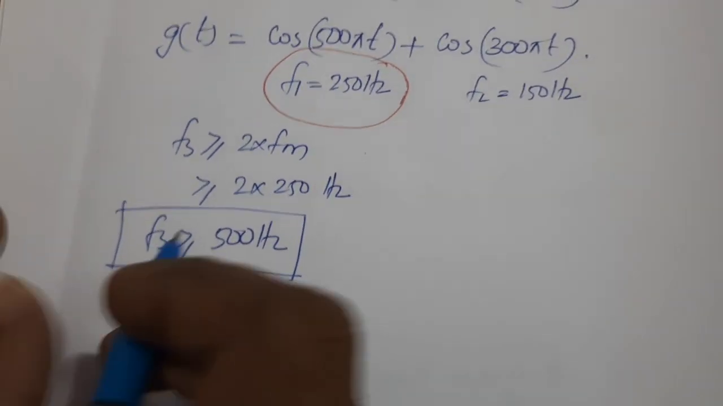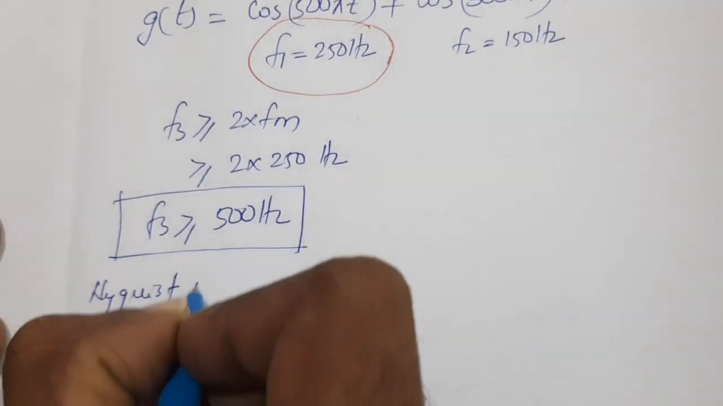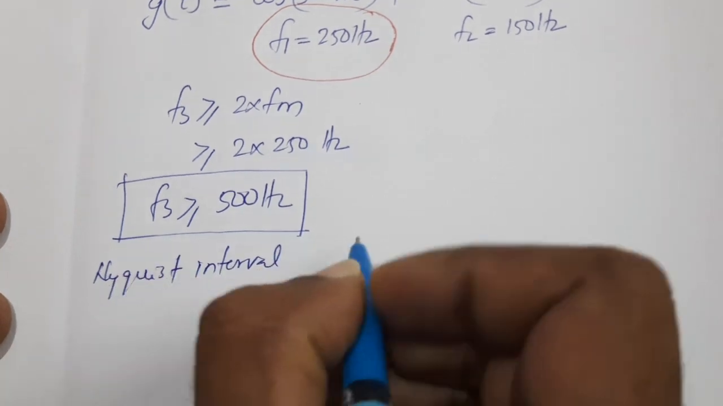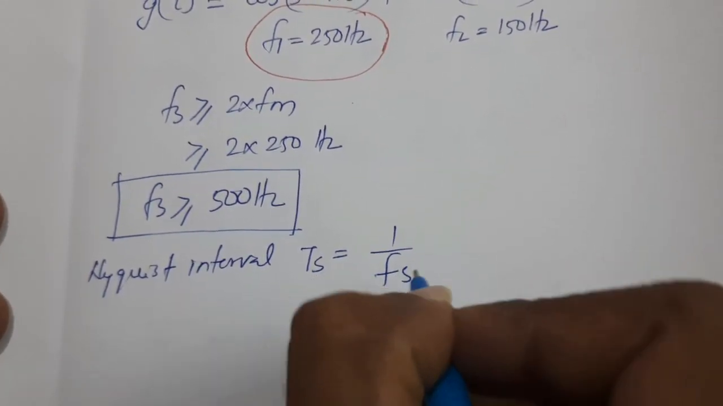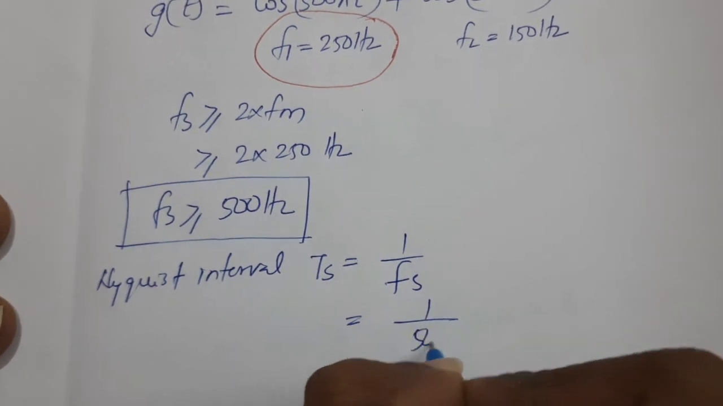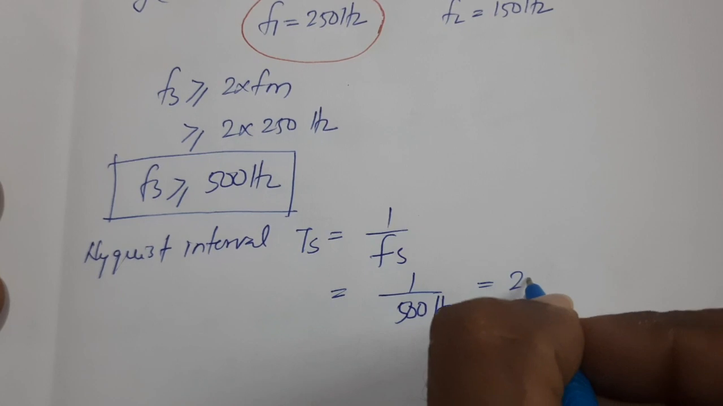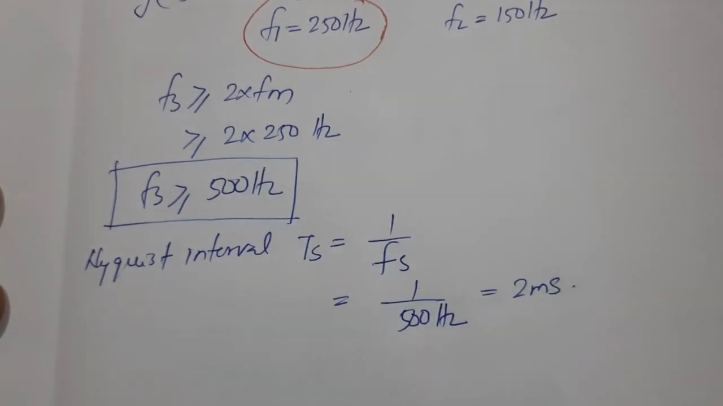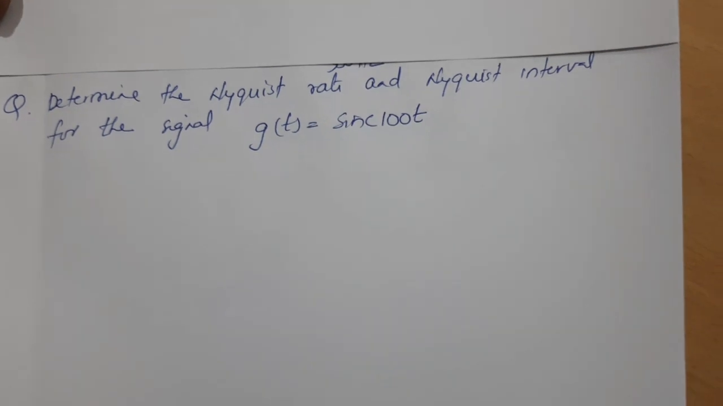Now what is the Nyquist interval? Ts can be written as 1 by Fs, which will be equal to 1 by 500 Hertz, which is equal to 2 milliseconds. So the Nyquist interval will be 2 milliseconds. Now we will do one more problem.